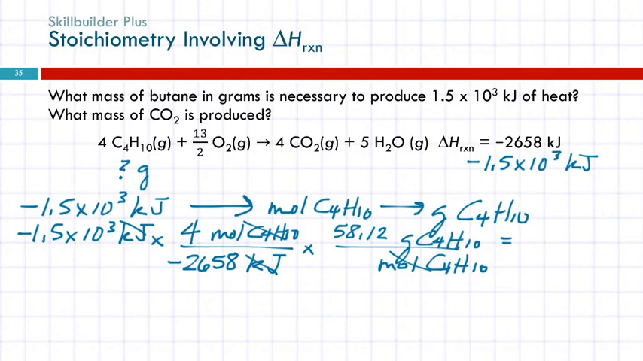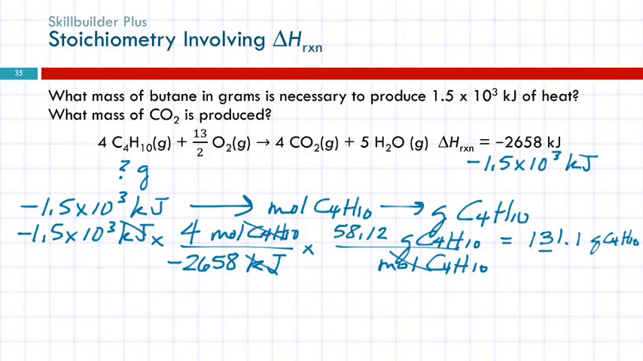How many significant figures is my answer going to have? 2, because this starting number had 2. So as I write this answer down, I'm going to make sure I include 2 sig figs and 2 extras, at least 2 extras. And the unit is grams of butane.